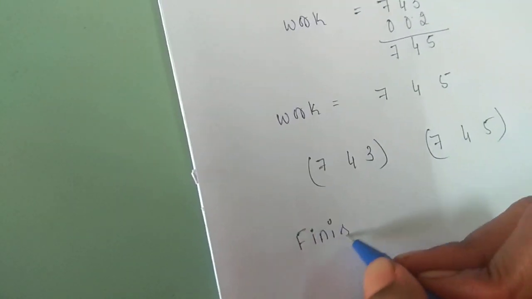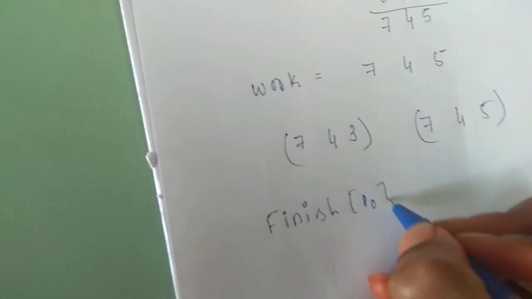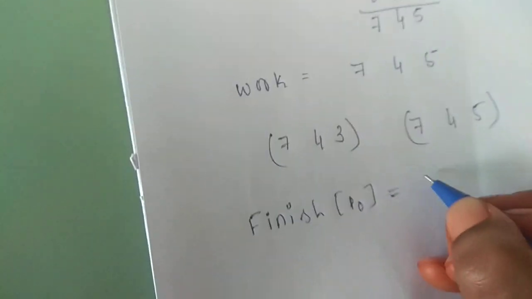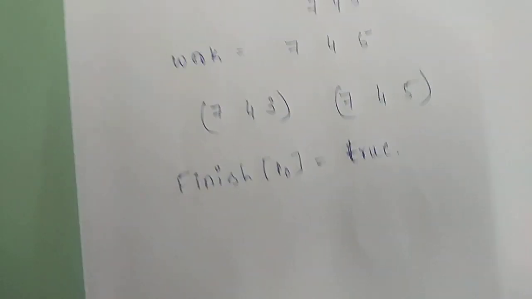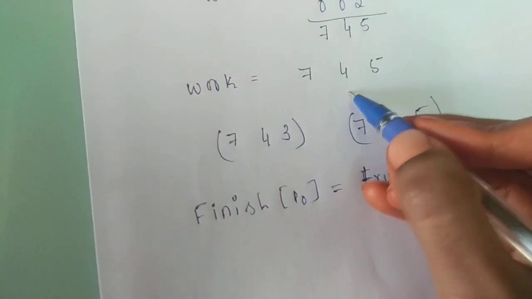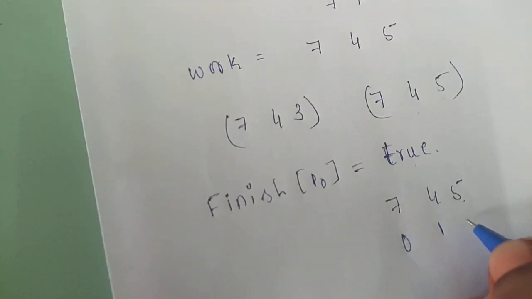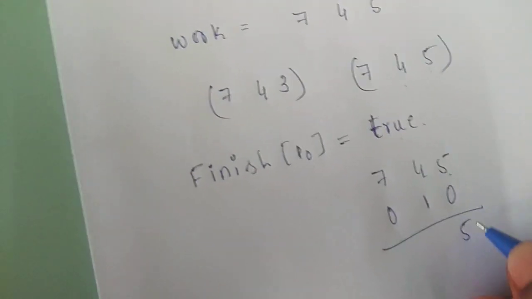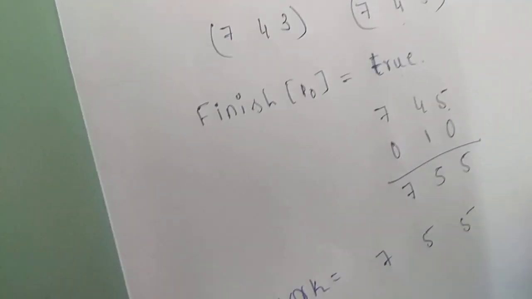It didn't even finish in the beginning itself, but the resources are available now. So now you can give a chance to the process P0. In the initial stage, it was not finished because of the shortage of resources. Okay, it is true. Finish of process P0 is true. Update this work 7, 4, 5 with the allocation of process P0, that is 0, 1, 0. So you are going to get 7, 5, 5. New work is 7, 5, 5.